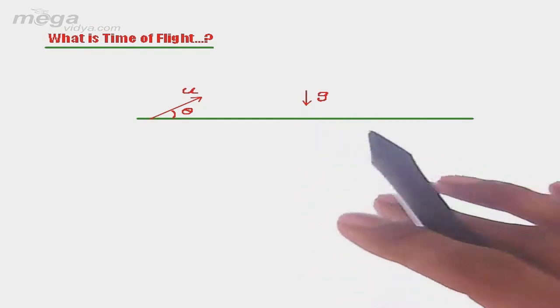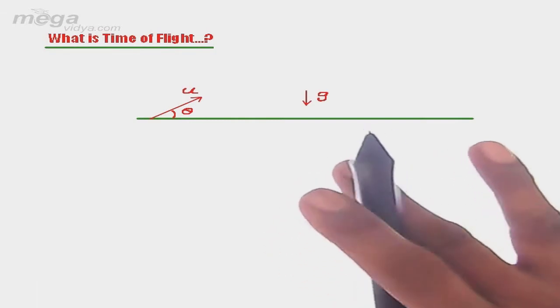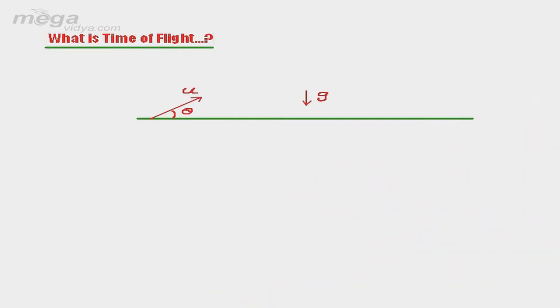To answer that, we can consider a very simple example. Say a particle is thrown from the ground at an angle theta with the horizontal. As gravity always acts perpendicular to the surface of the earth, or we can say vertically downward, under this gravitational acceleration the particle will follow a parabolic path, maybe of this shape.